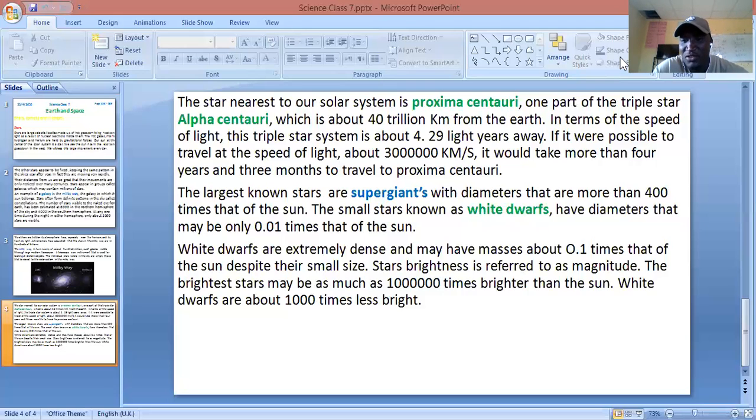A star's brightness is referred to as magnitude. The brightness of a star is called magnitude. The brightest stars may be as much as 1 million times brighter than the sun. You can imagine. White dwarfs are about 1,000 times less bright than the sun.